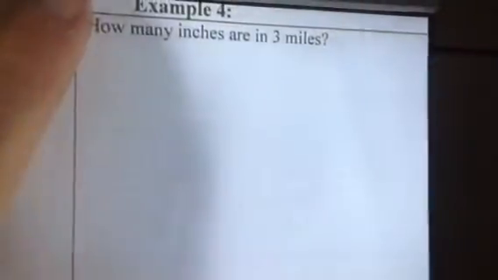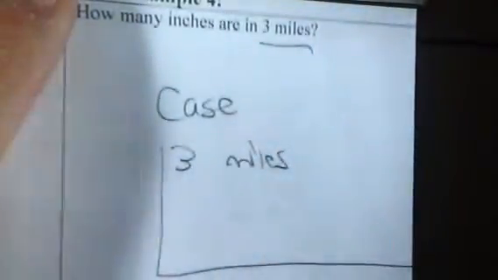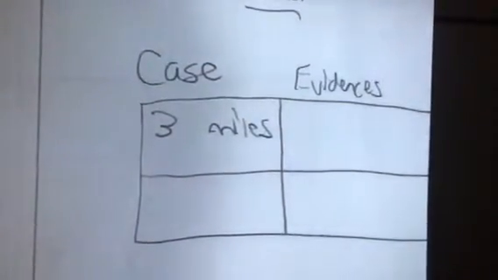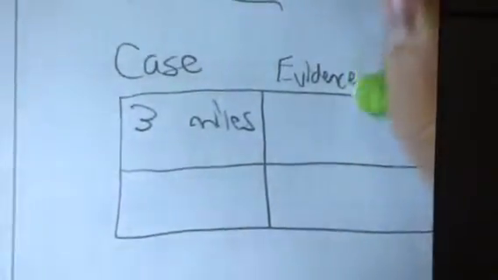We're going to need several things here. So I know I'm converting 3 miles, so that's going to have to be my case. So my case is 3 miles. Remember, whatever's being converted is your case. Now, I'm going to need some evidence. I need some evidence that takes me from miles to inches. Well, I don't know how many inches are in a mile, but I do know how many yards are in a mile. I do know how many feet are in a mile. So, I put evidence.